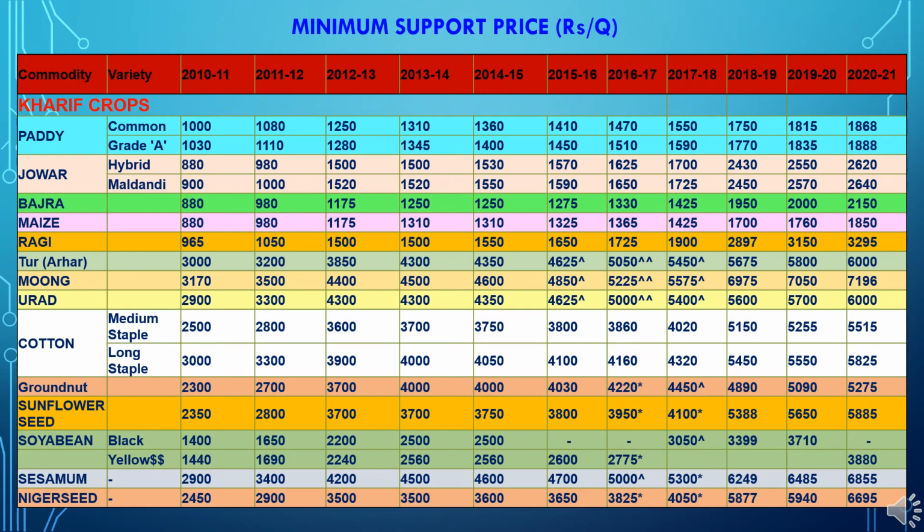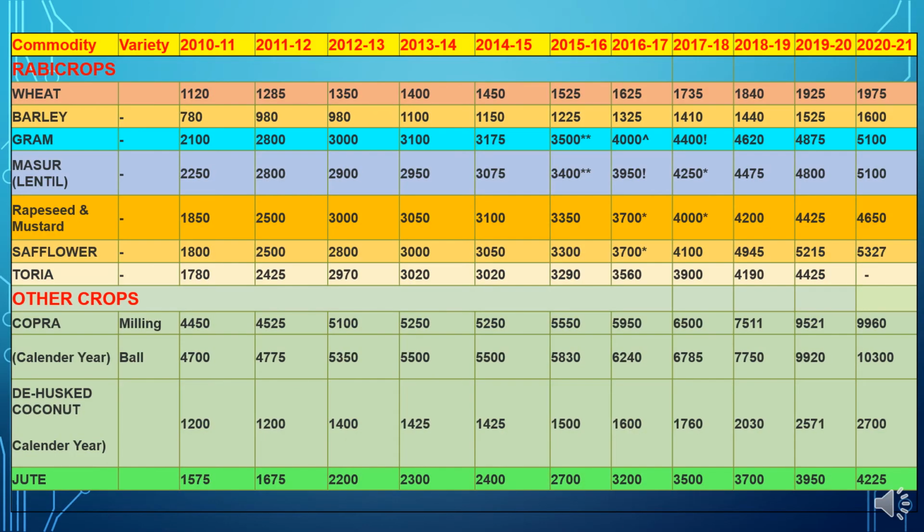Here we have shown the minimum support price for Kharif crops for the year 2010 to 2021. We can compare the trend of MSP revisions for various Kharif crops. Here we have shown the chart of MSP prices for Rabi crops and other commercial crops for the year 2010-11 to 2020-21, and we can analyze the trend of MSP revisions from year to year.